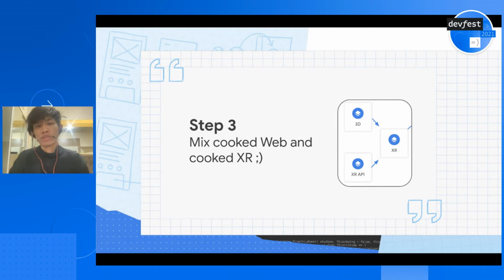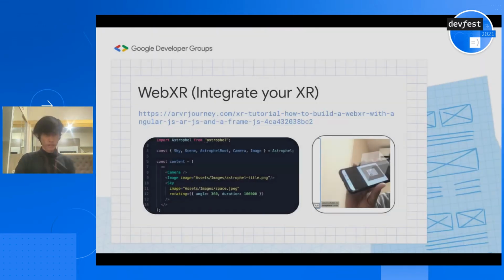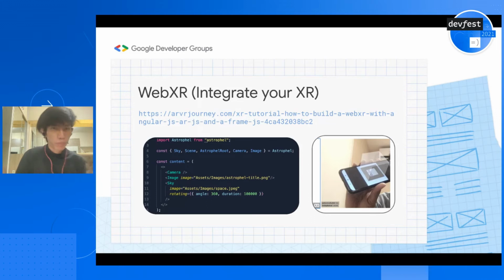Okay, after we have this 3D website, now let's cook our web and cook our XR. So we will mix the web and XR. Basically in here, we will integrate the base of the website that we will use, I mean the plate, right? And then we'll put some food on the plate, which is XR. So it will become a WebXR. In here, we just need to integrate your XR, and there are some related articles about that that you can use in here.